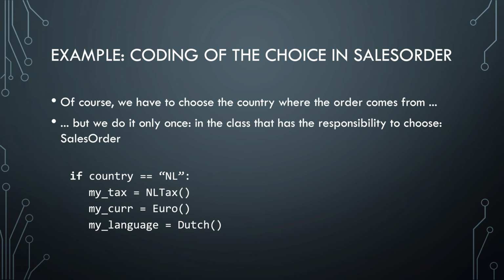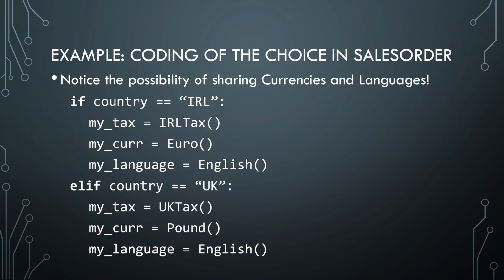In the sales order class, we create the concrete strategies relevant for this particular sales order. If the sales order is for the Netherlands, we want to use the Dutch tax rate, the euro currency, and the Dutch language. And we do the same for every other country. We indicate what tax, currency, and language settings we use. The nice thing here is that we can now share currencies and languages between countries. So even though Ireland and the UK are different countries, we can still reuse the English language strategy.